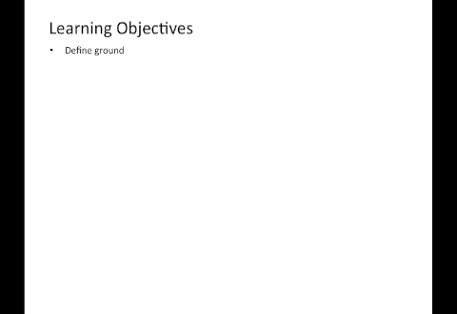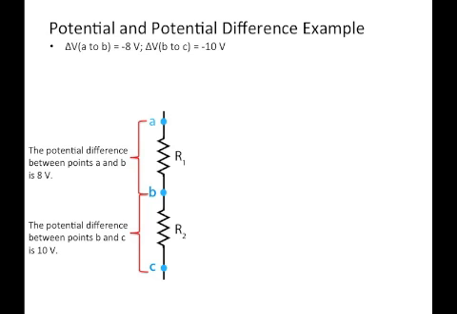In a previous podcast, we talked about the difference between potential and potential difference. So I'm going to talk about both those things in the context of ground, specifically defining what we mean by ground in circuits. So let's go back to one of our previous examples where we looked at the difference between potential and potential difference. In that example, we had two resistors.